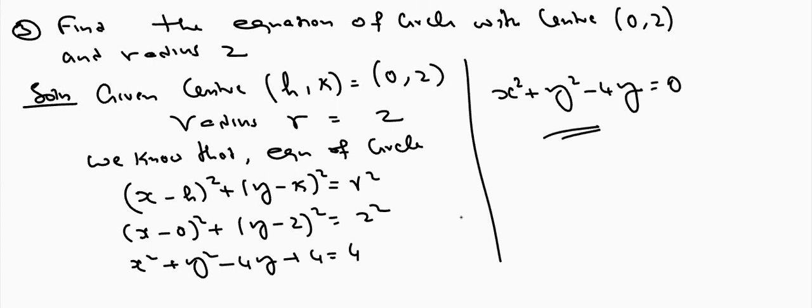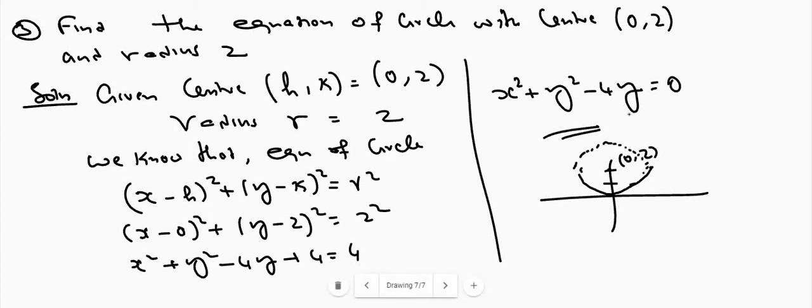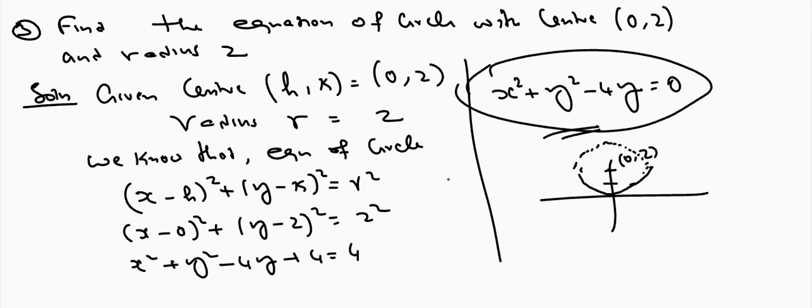The constant term will be 0 if the circle passes through the origin. Here the center is (0, 2) and the radius is 2. Then the circle passes through the origin, and it touches the x axis at the origin. The x axis will be a tangent of the circle. If a circle passes through the origin, then the constant will always be equal to 0. Okay, the constant term will be 0. Then the required equation is x square plus y square minus 4y equal to 0.